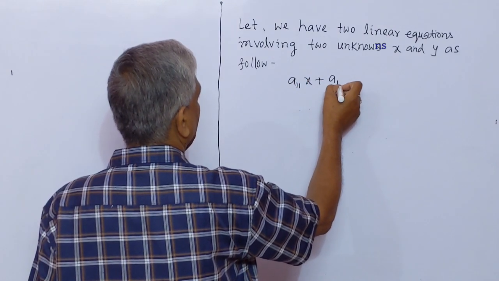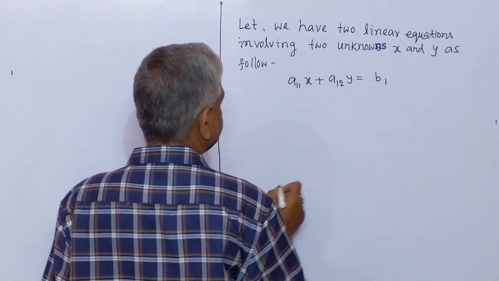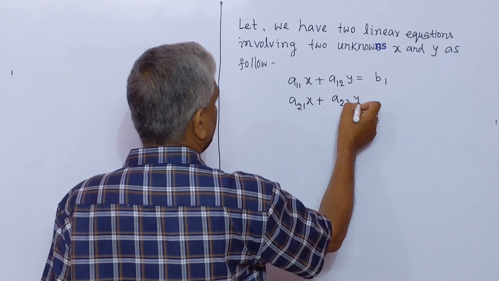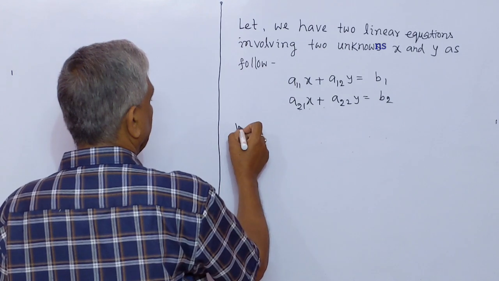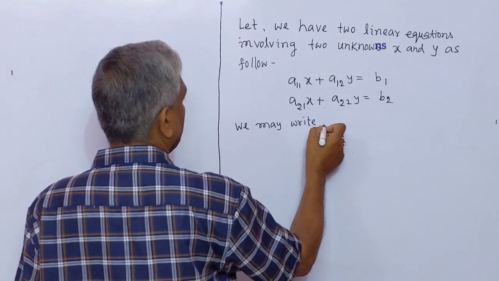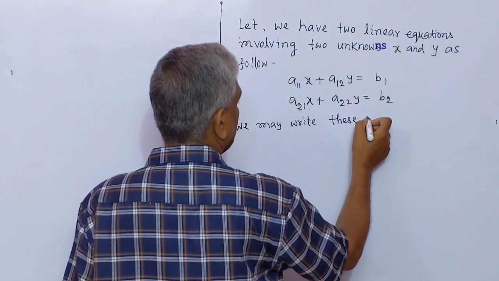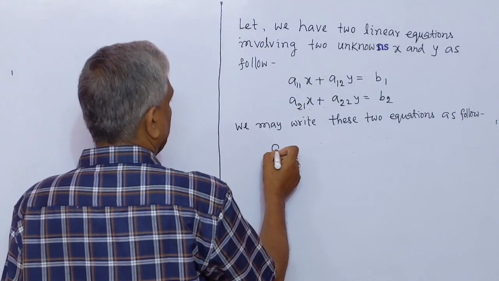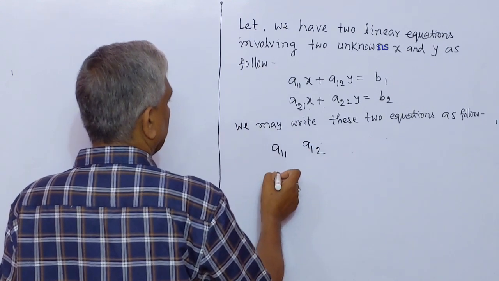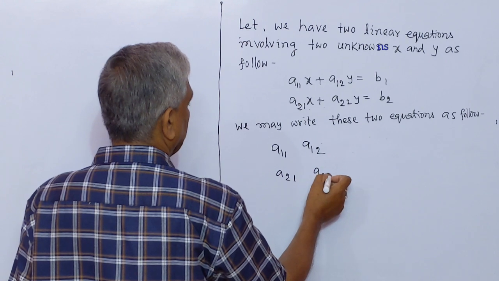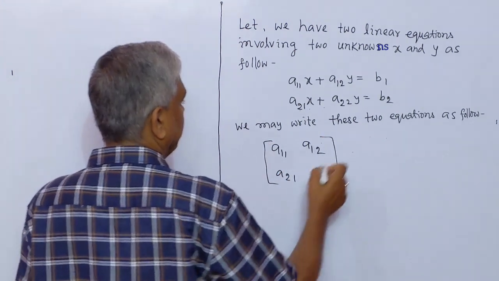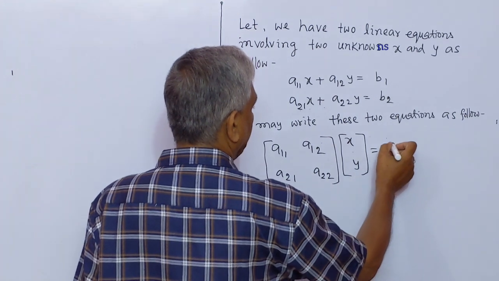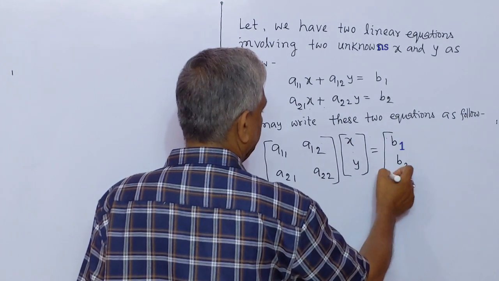A11x plus A12y equal to B1, A21x plus A22y equal to B2. We may write these two equations as follows: the matrix A11, A12, A21, A22, and here X, Y, a column matrix, equal to a column matrix B1, B2.